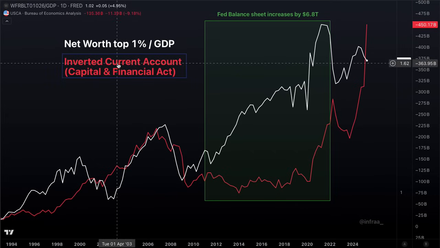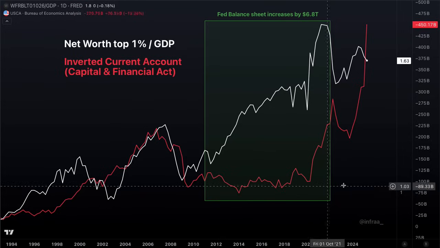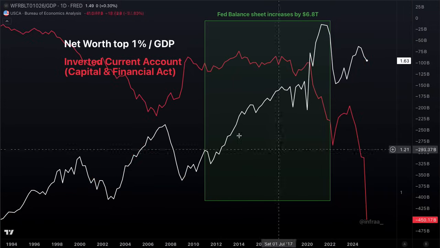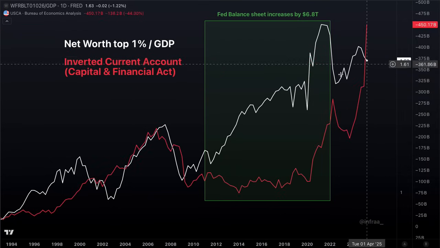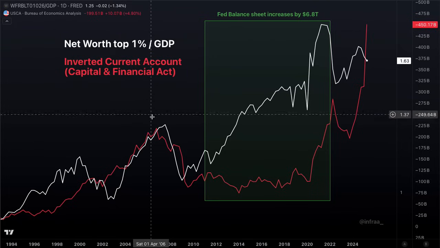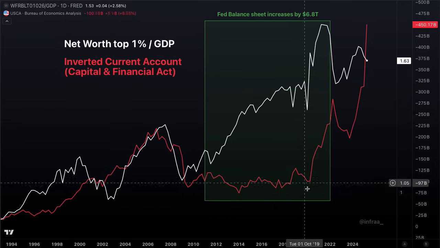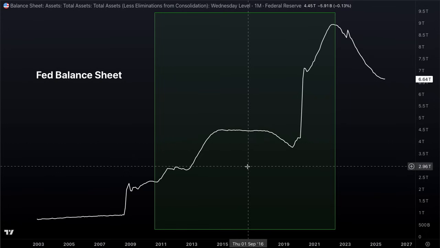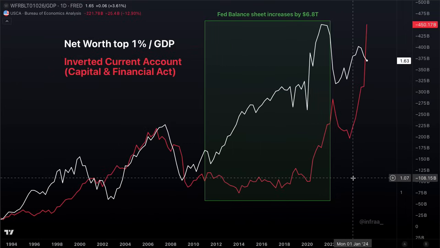Here is that inverted current account. Put another way, the capital and financial account. The trade deficit is getting worse, right? It's the mirror image of the current account, which is simply the balance of trade or the trade deficit. As the trade deficit is getting worse, we can see that the net worth of the top 1% as a share of GDP increases. Now, of course, again, your eye might go to this kind of divergence. This green box is synced up to this green box, which shows that the Fed's purchase of financial assets via its quantitative easing program massively benefited the top 1% and the net worth of the top 1%.